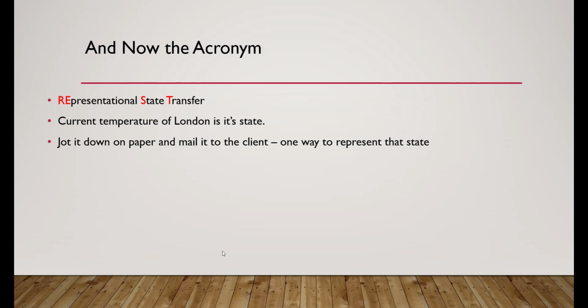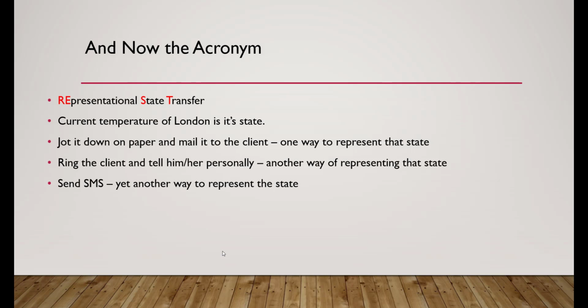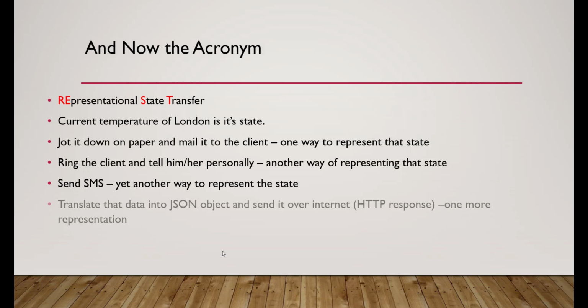So there are many different ways. One way could be the server jots it down on the paper and mails it to the client. Send an SMS, another way. Or in more computer-oriented terms, we just encompass the data into JSON object format and send it over in HTTP response. That's another way. Now, these are all different representations through which that certain state is being represented. The state being 22 degrees. So 22 degrees is a state.